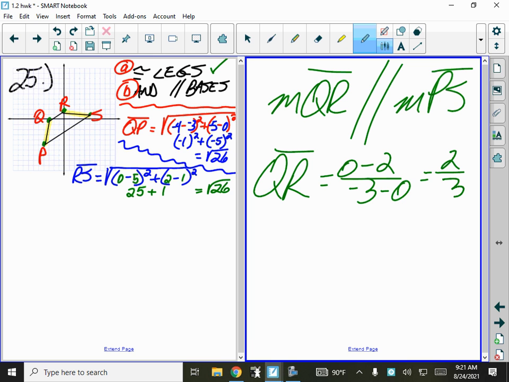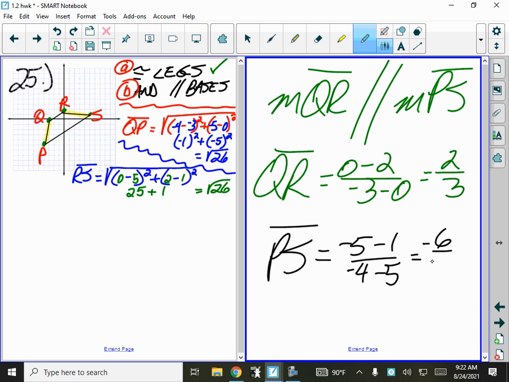And then I'm going to do the slope of PS. And the slope of PS, that would be the first and the last. So it'd be -4 minus... -5 minus 1. And negative 4 minus 5. Please tell me this works. What is negative 6 over negative 9? Oh, no, I messed up. But no, I did not. That simplifies to 2/3. So that's the slope there, and that's the slope there.